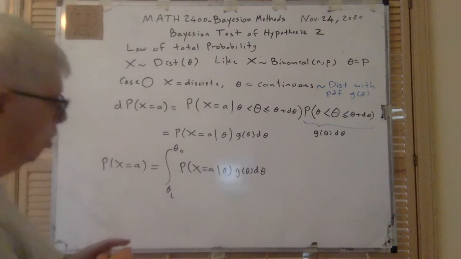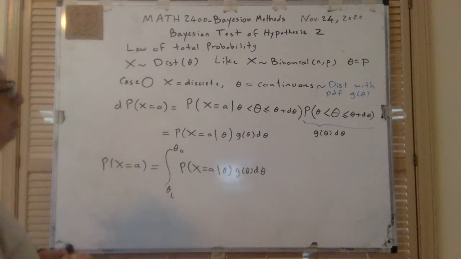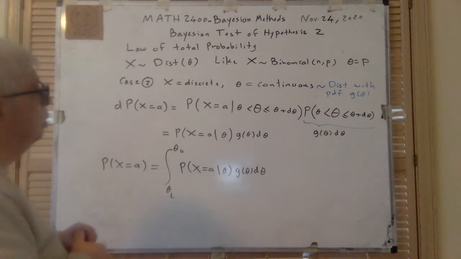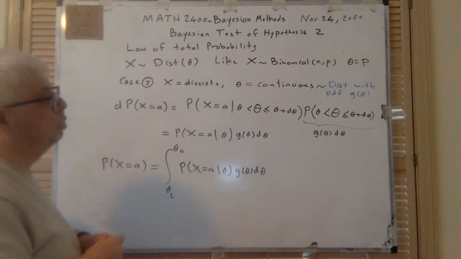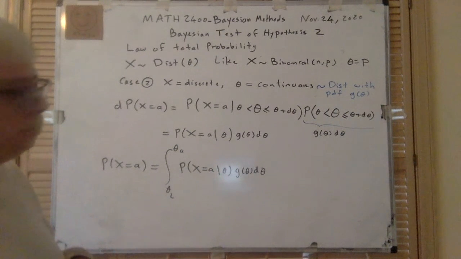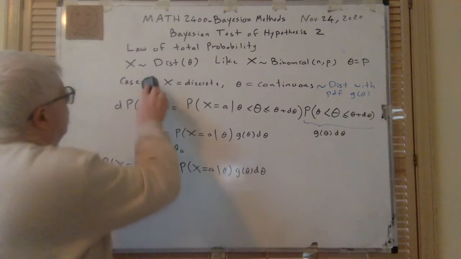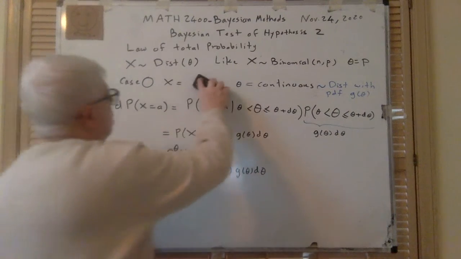So that is the law of total probability when X is discrete and theta is continuous. This is case 2, and I forgot to write something. So that's case 2, X discrete and theta continuous, and theta has a distribution with PDF g theta. So that is this case, and case 3 is when both of them are continuous. So let me write it here.